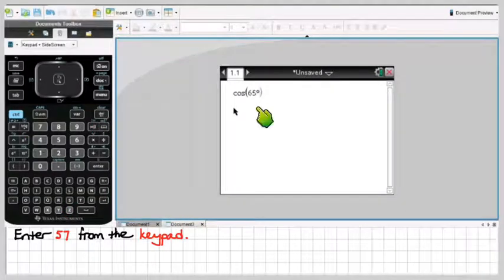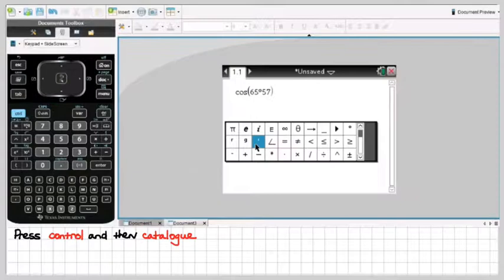Right, you'll get 65 degrees. Isn't that great? Now you've got to enter 57 minutes. So we've got to enter 57. And then you go control catalogue again. You see I've entered the 57.